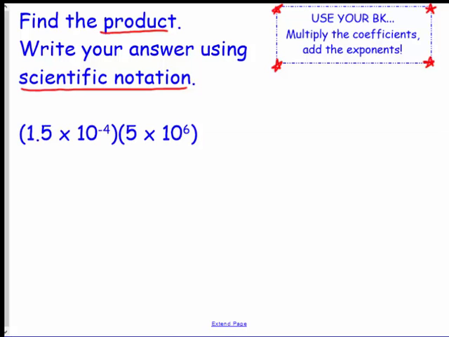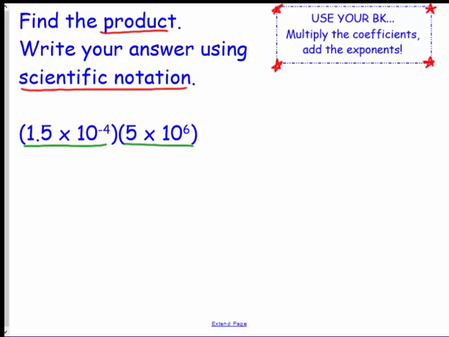So let me show you what I mean here. This says 1.5 times 10 to the negative 4th, and we're going to take that times 5 times 10 to the 6th. So we're multiplying these two things. Now one thing that I want you to notice, the first number, times 10 to the negative 4th, that's a pretty small number, whereas the second number, times 10 to the 6th, that's a little bigger number. So it'll be interesting to see how this works out for our answer, what type of number we get in between. But it says multiply the coefficients.